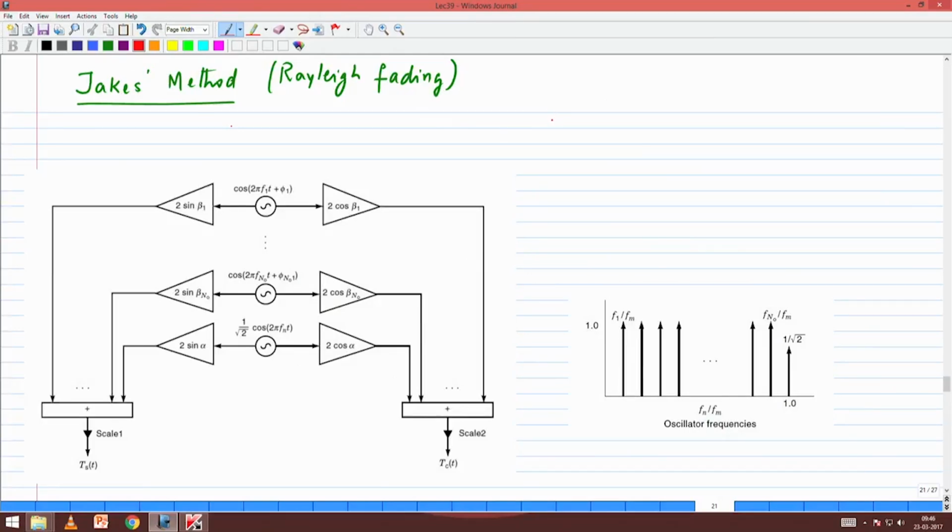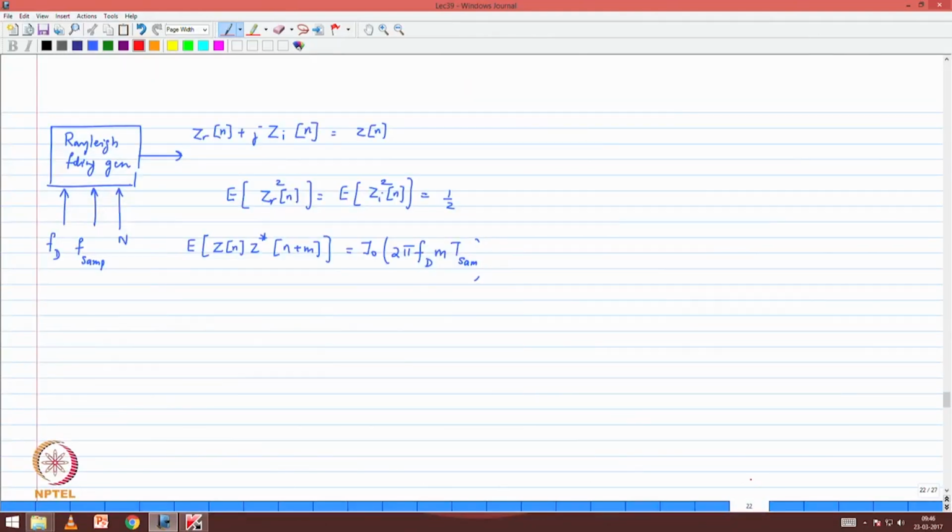So we wrote down the expression for ZR of t, Zi of t, and obtained what should be the scale factors to get unit variance, so a variance of 1/2 actually, scale 1 and scale 2, and then verified all of the properties of the Jakes model.